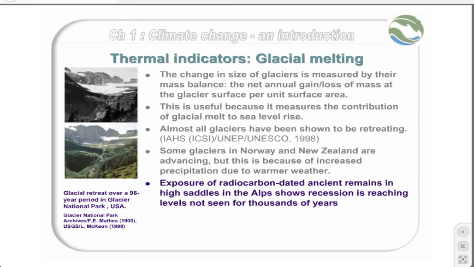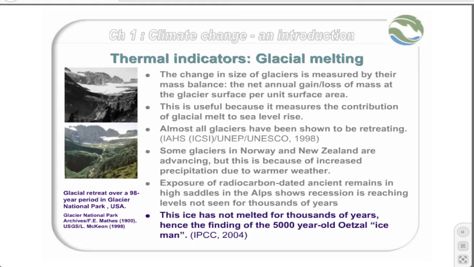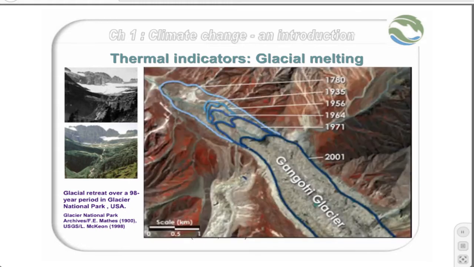The exposure of radiocarbon-dated remains in high saddles in the Alps shows recession is reaching levels not seen for thousands of years. A good example of this is the 5,000-year-old Ursel Iceman. The pictures on the left detail the retreat of the Grinnell Glacier over a 98-year period in Montana's Glacier National Park in the United States. Furthermore, by examining and dating the glacial moraines of various glaciers, a comprehensive picture of their movements can be obtained. In this case, the accelerating recession of the Gangotri Glacier.